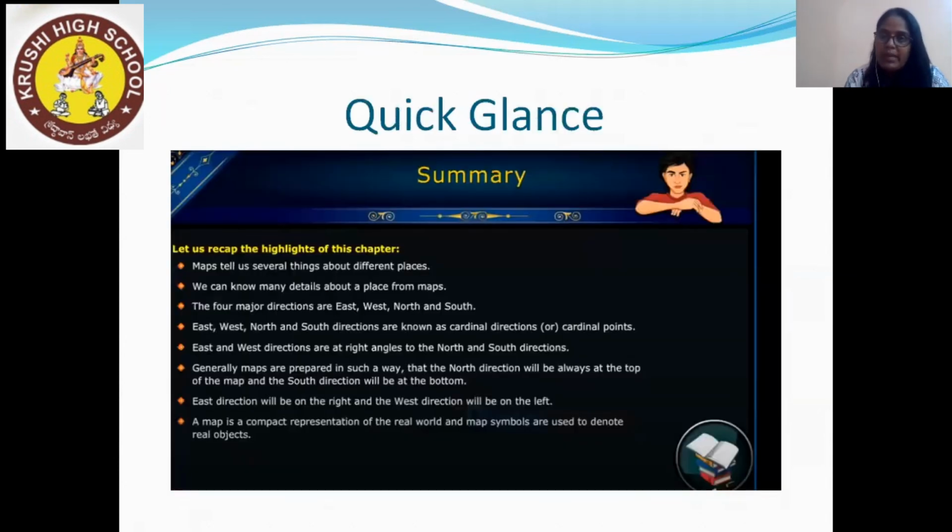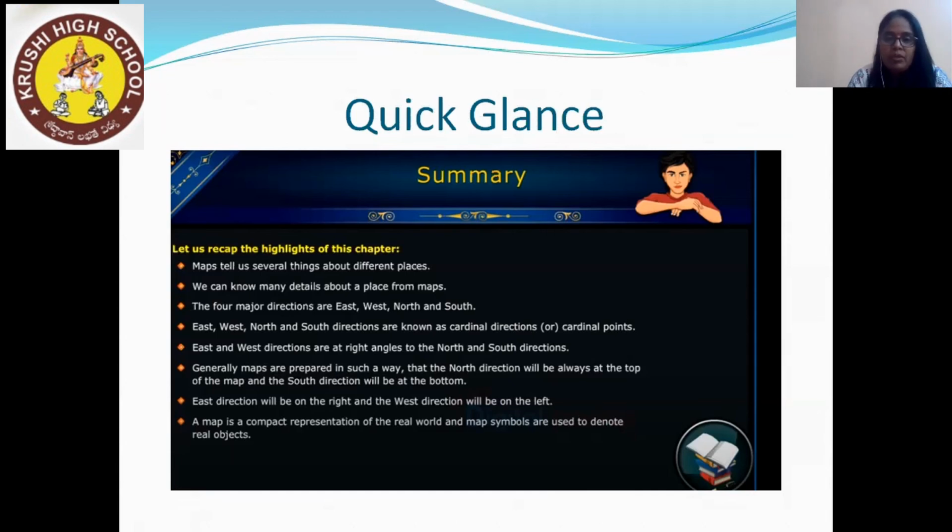Now let's have a quick glance before winding up the class, children. Maps tell us several things about different places. We can know details about a place from maps. The four major directions are east, west, north, and south. These are known as cardinal directions or cardinal points. East and west directions are at right angles to the north and south direction. Generally, maps are prepared in such a way that the north direction will always be at the top of the map and the south at the bottom. East will be on the right and the west on the left.